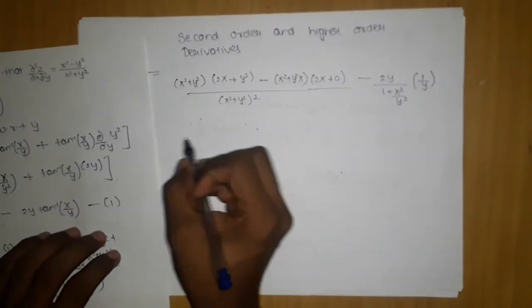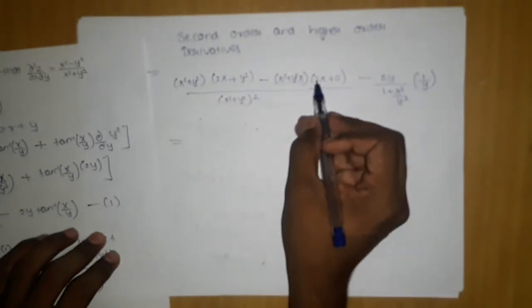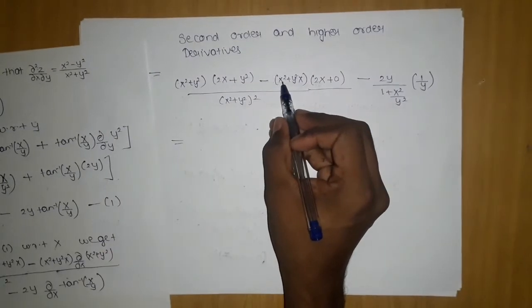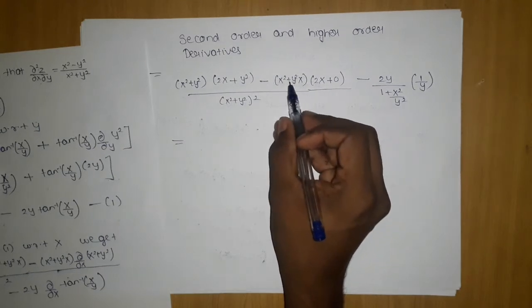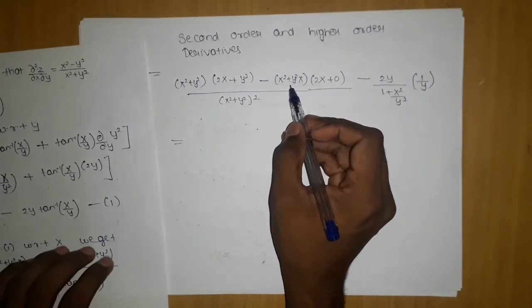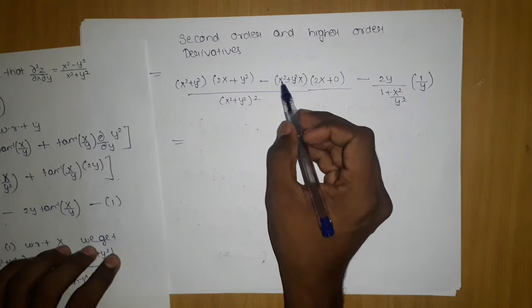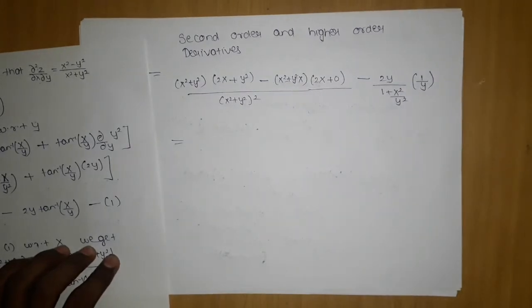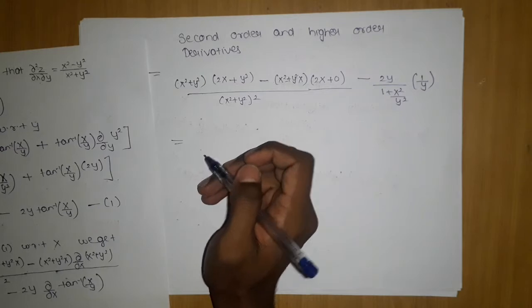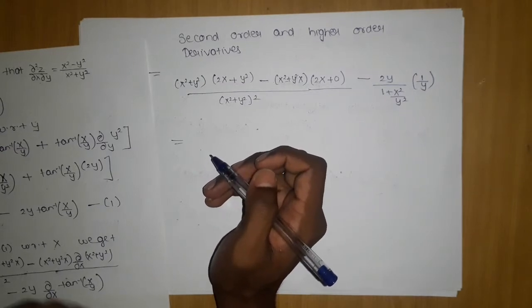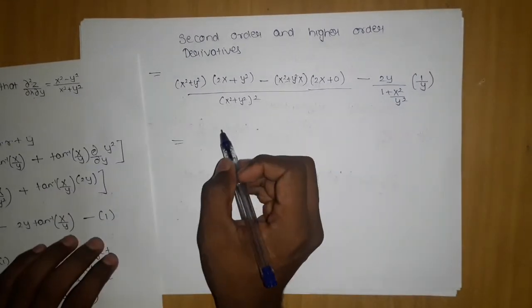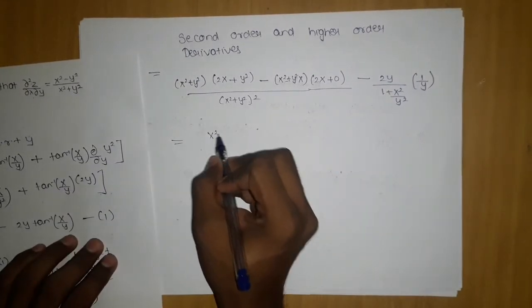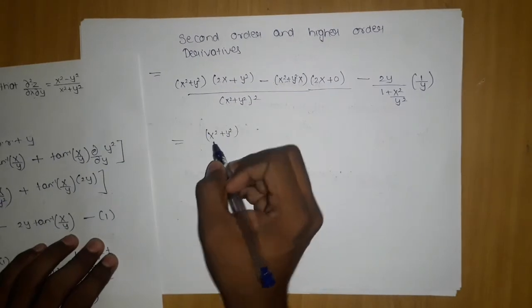What we are getting finally here, this will become x square, this will become x cube. So we can take x square plus y square common from both of them. Let's see what we can do. Let's open this and see whether we are getting what we want to find. We have x square plus y square here, x square plus y square here.